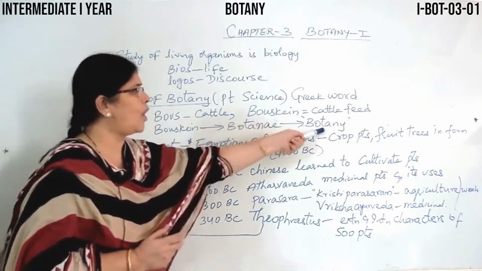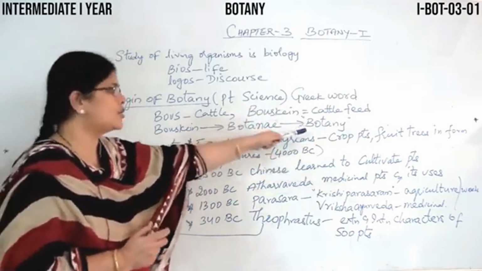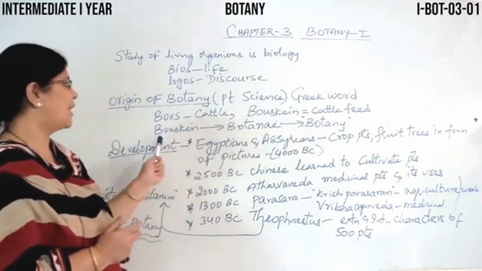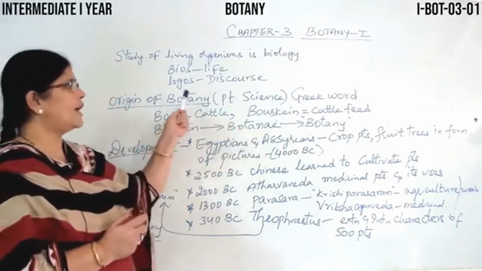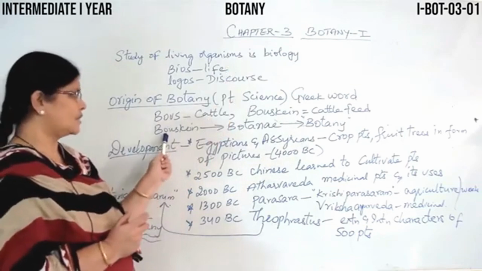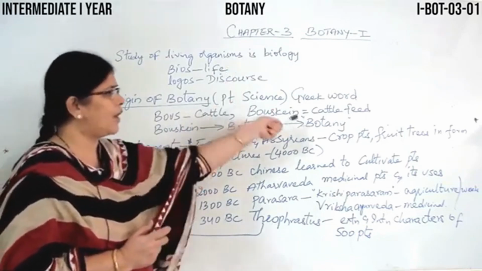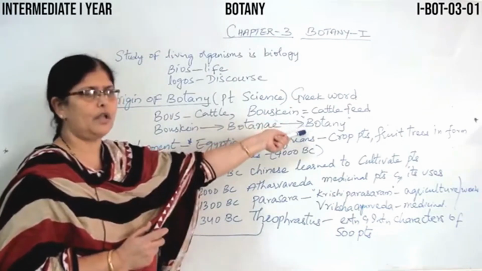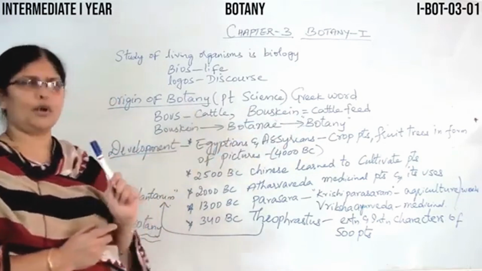So, the word botany, which we use for the study of plants in present time, has originated from a Greek word called boskin. Is this clear? So, the origin of botany has come from a Greek word called boskin, which was further modified to the present word botany, or the study of plants. So, this is the origin of the word botany.